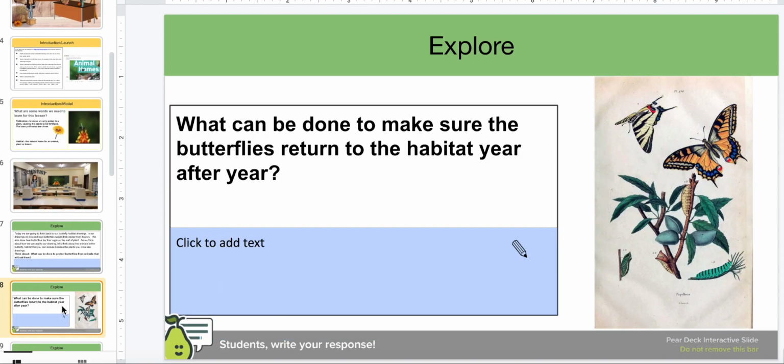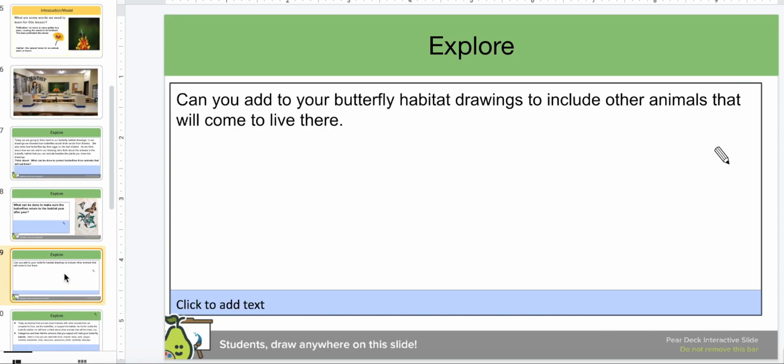Next, Science Explorers, I want you to answer what can be done to make sure the butterflies return to the habitat year after year. So Science Explorers, think, write your response. And Science Explorers, can you add to your butterfly habitat drawings to include the animals that will come to live there? So in here I would like you to draw in the animals that would live in a butterfly habitat.